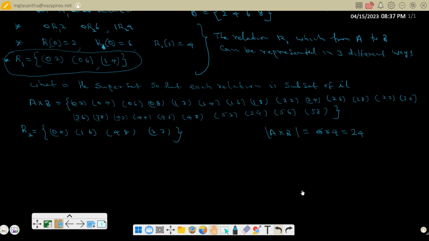Sir, I don't know what the superset means. Superset is A cross B. Each of the subsets is a subset of A cross B. Now R1 is a subset of A cross B, R2 is also a subset of A cross B. So if you write another relation, that is also a subset of A cross B. Then we say A cross B is the superset of all those relations. Right? Okay?